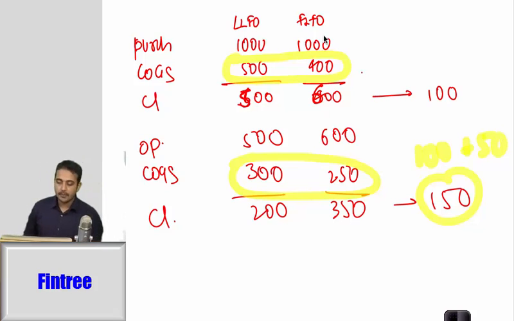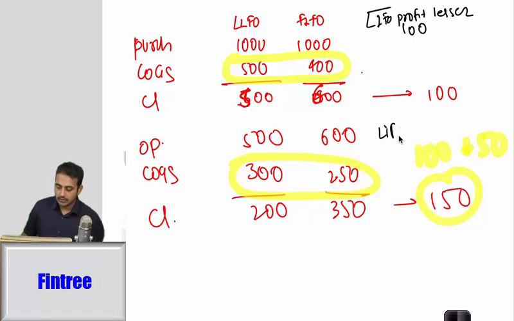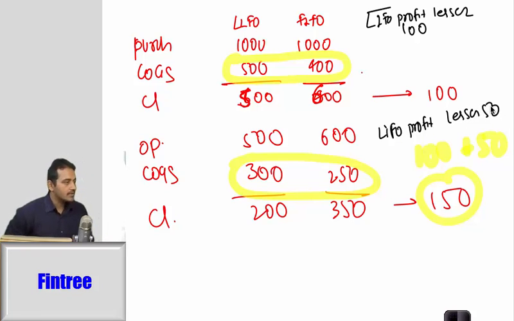In the first year, LIFO profit was lesser by 100. Agree? Yeah. Second year, LIFO profit was lesser by 50, and profit was lesser because we have difference in COGS.